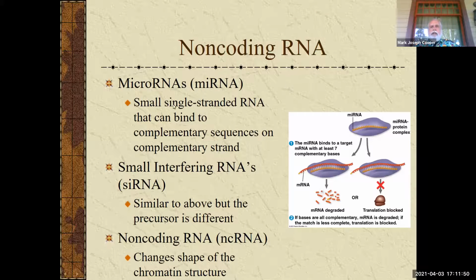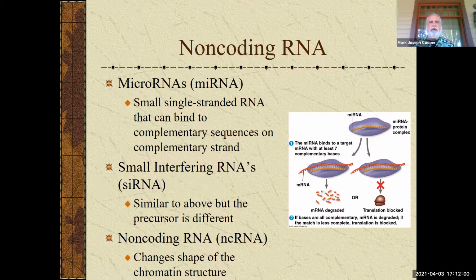Okay, and then the last one is non-coding RNA. There are pieces of RNA that aren't being read, and there are microRNAs, miRNA is what it's called. These little small single-stranded RNAs can bind to the complementary sequence, and by doing that, they can block things. And when that happens, it means the mRNA can be degraded or blocked. You have small interfering RNA, similar to the above, but it's a slightly different precursor. So micro and small kind of do the same thing. It's just a matter of where they come from.